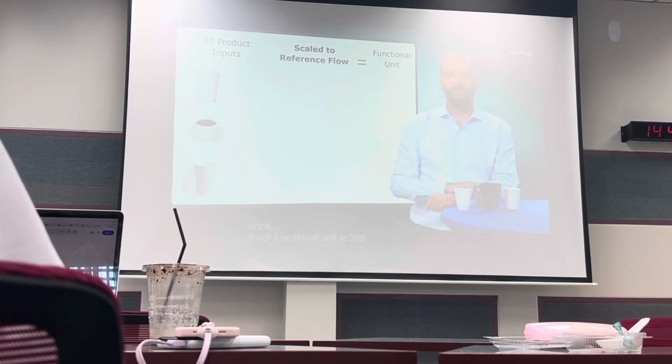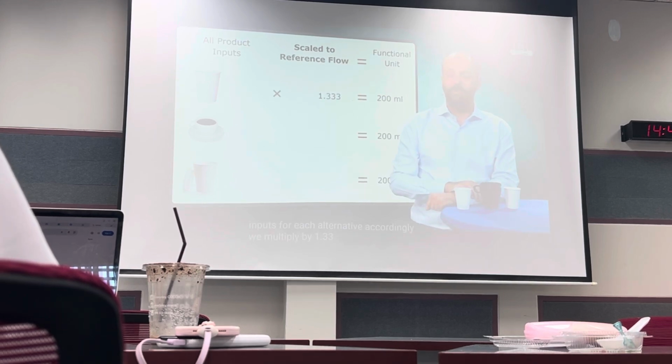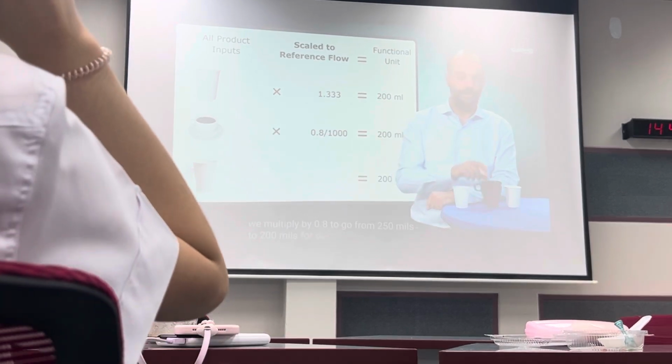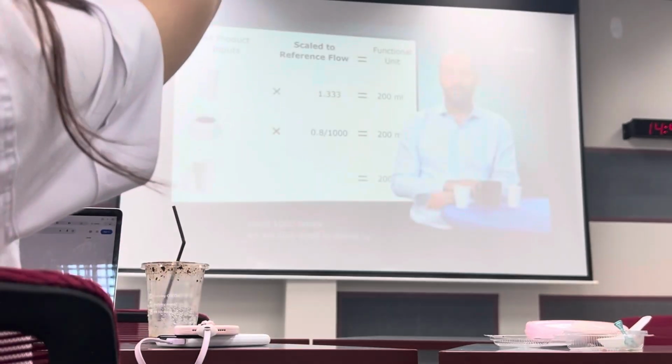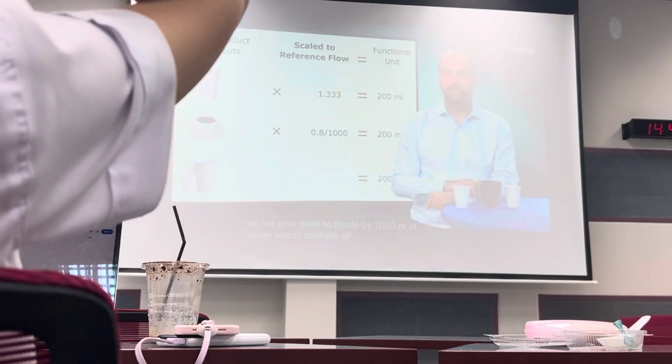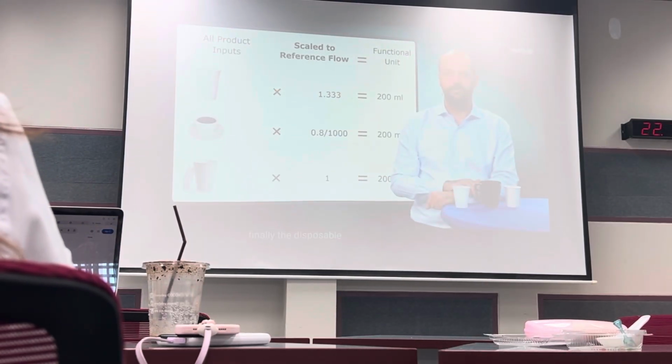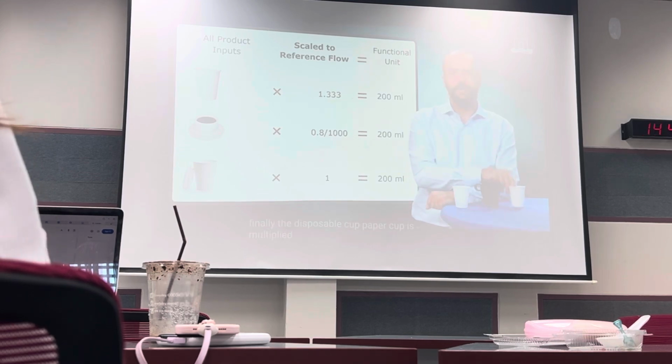If our functional unit is 200 ml of coffee served, then we will scale all the inputs for each alternative accordingly. We multiply by 1.33 for the disposable plastic cup to go from 150 ml to 200 ml. We multiply by 0.8 to go from 250 ml to 200 ml for our ceramic cup. But don't forget, the ceramic cup will be used 1,000 times. So we also need to divide by 1,000, or in other words, multiply all inputs by 0.0008. Finally, the disposable paper cup is multiplied by 1.